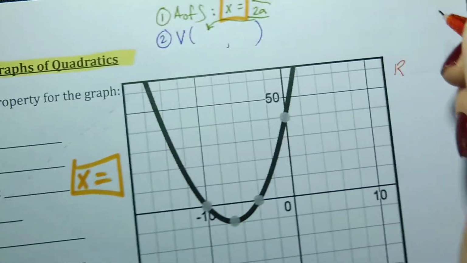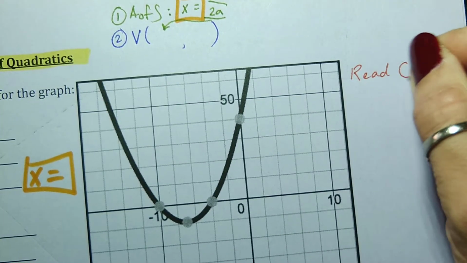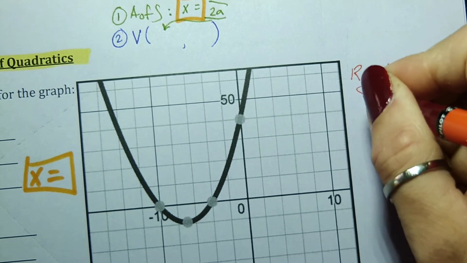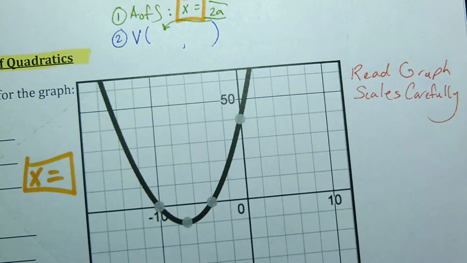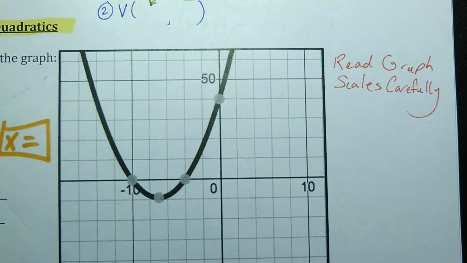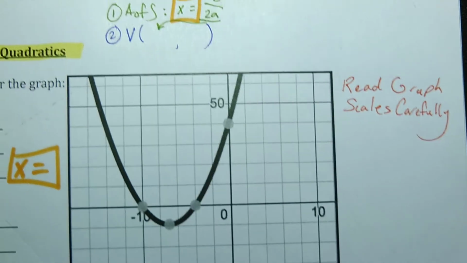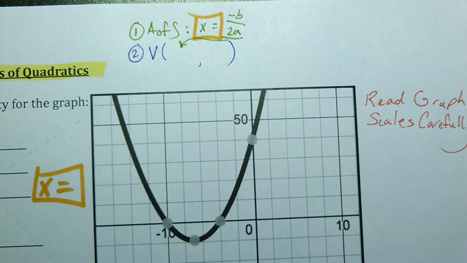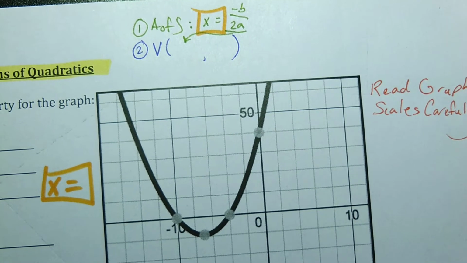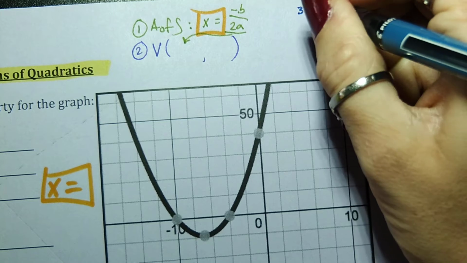So read graph scales carefully, so that you can figure out what your domain and your range are and those corresponding points. On this page, it's not going to make a difference, but on the next page, when you actually go to do the graphs, after you find the vertex, you center it in your table.